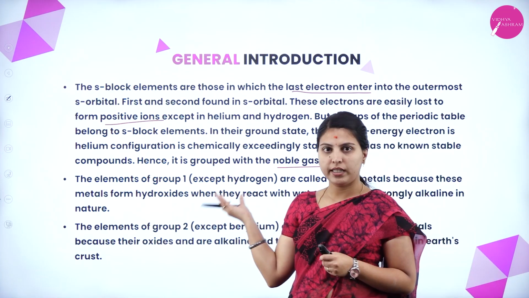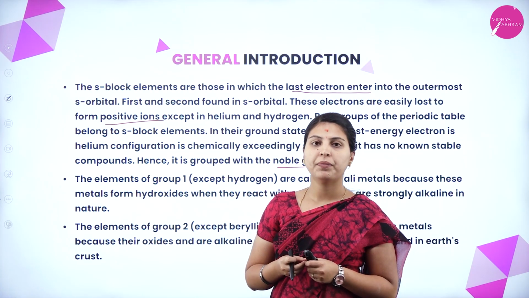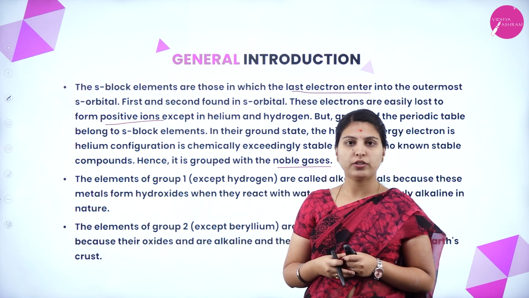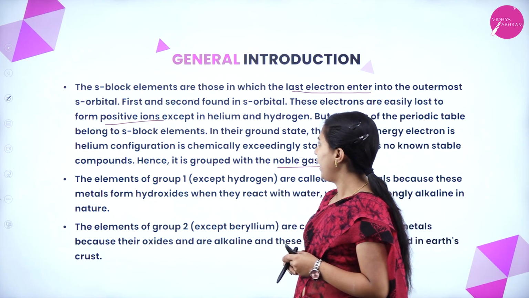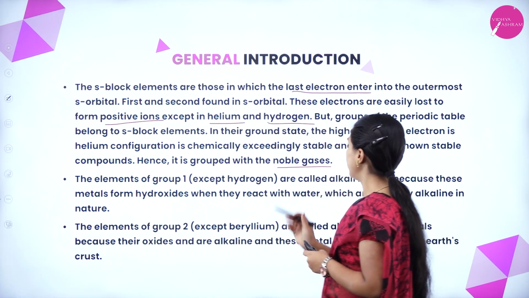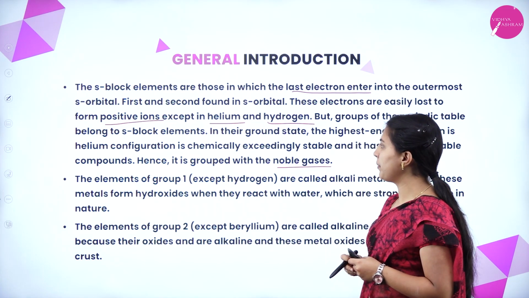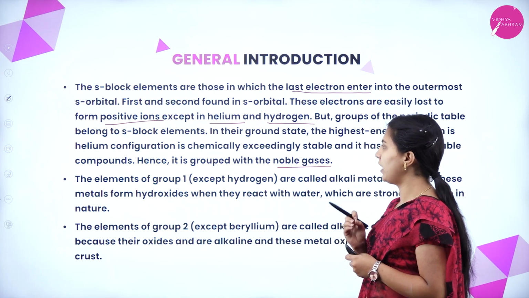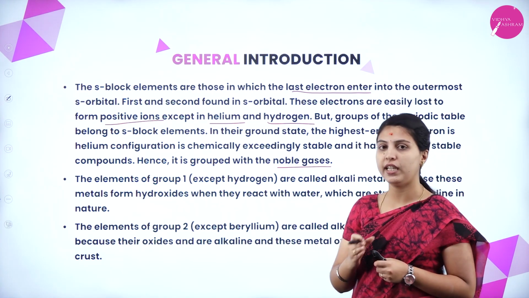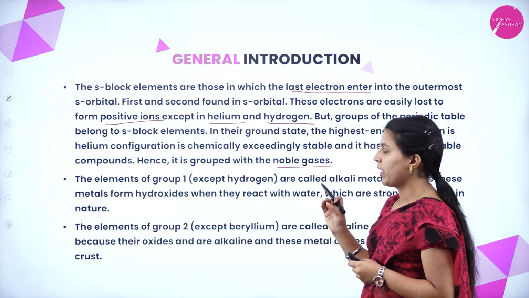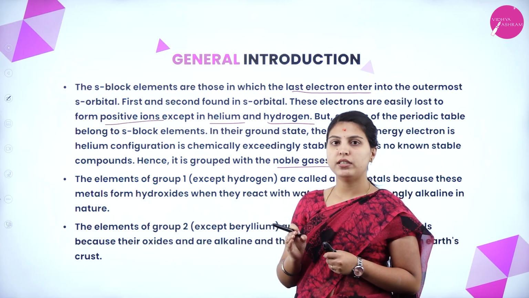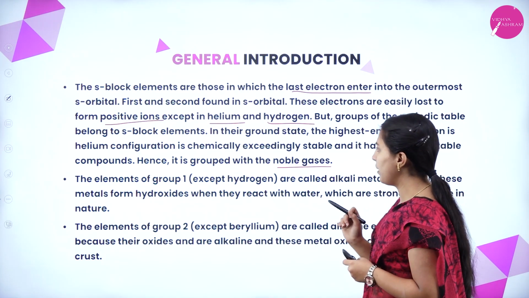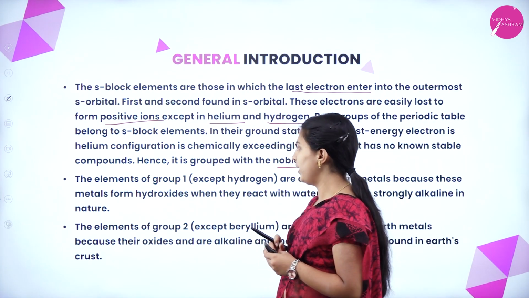The elements present in the S block tend to lose electrons, so they form positive ions easily, except helium and hydrogen. In their ground state, the helium configuration is very stable and has no known stable compounds, hence it is grouped with the noble gases.